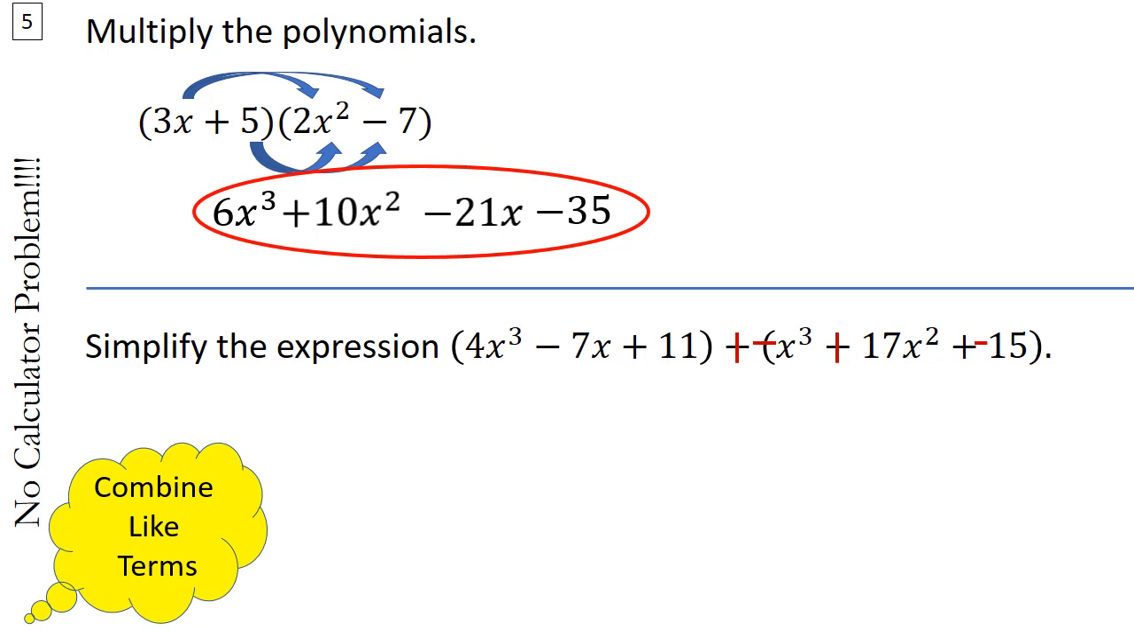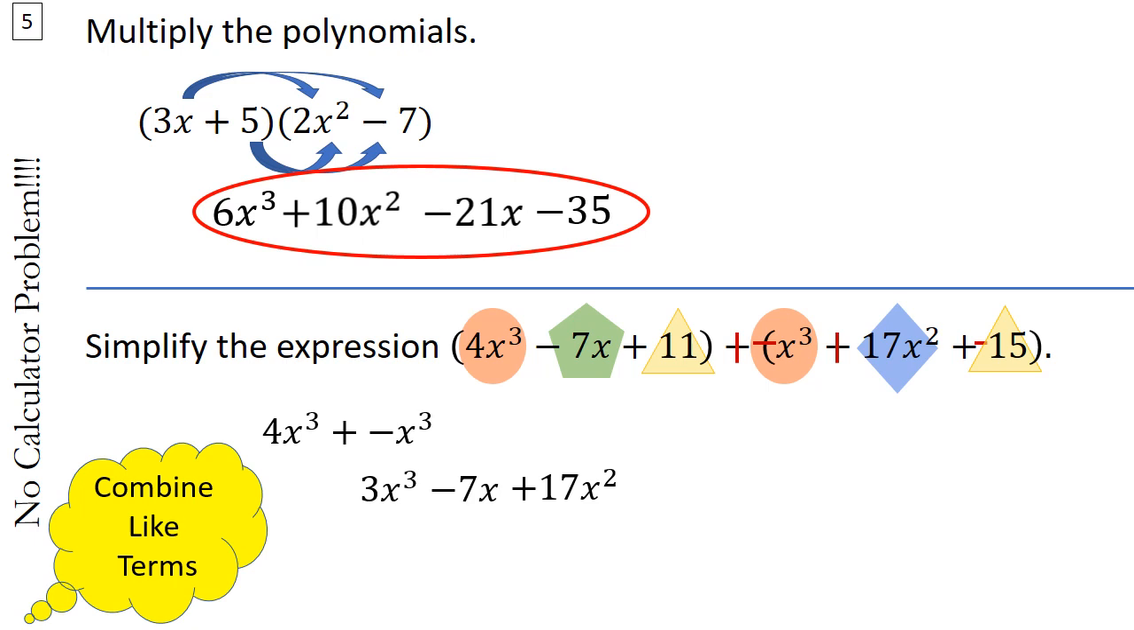And now I can combine like terms. What like terms do we have? Well, we've got those x cubed terms. 4x cubed plus negative 1x cubed is going to be 3x cubed. Now be careful here, because that negative 7x and that positive 17x squared are not like terms. We're used to being able to find our like terms, and they come up that way a lot, but these aren't like terms, so they're going to be different. So minus 7x plus 17x squared. If they're not like terms, they can't combine.